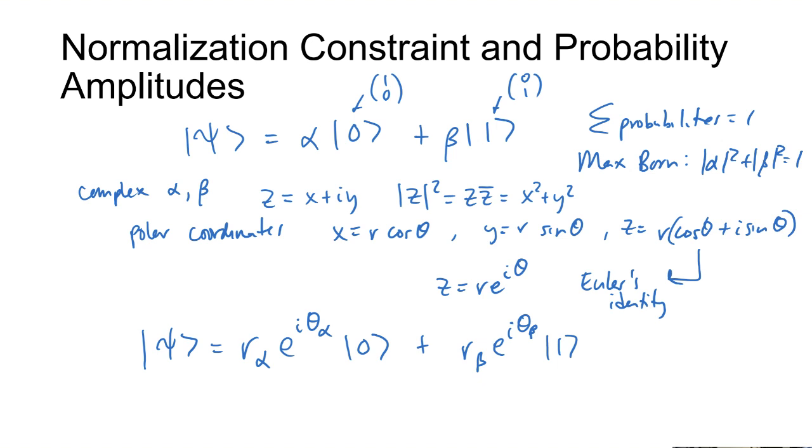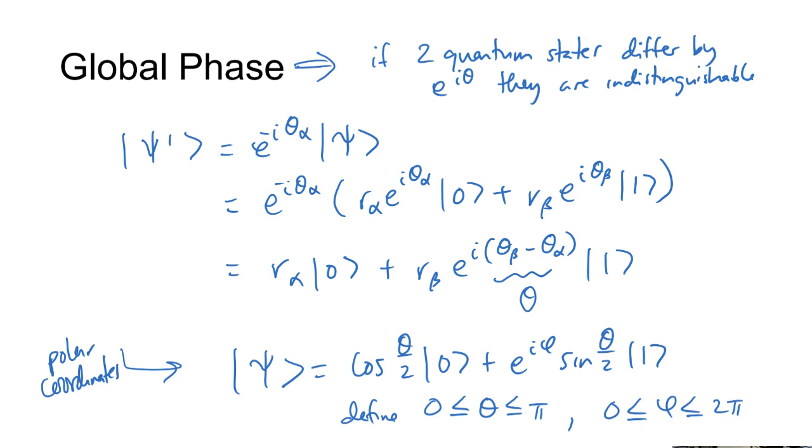The problem with this form of the quantum state is that it has 4 unknowns: r alpha, r beta, theta alpha, theta beta. It's a little bit complicated to work with. So there's a way to simplify our lives and describe this more in the context of the Bloch sphere by taking advantage of the global phase. If we have 2 quantum states differing only by a factor of e to the i theta, then they're indistinguishable. That's what the global phase tells us.